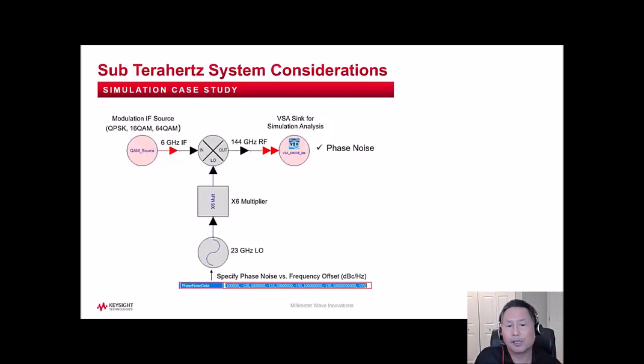Here the LO phase noise is specified in terms of dBc per hertz at different frequency offsets, so the phase noise is modeled with frequency offsets greater than 100 kHz. A vector signal analyzer, VSA, sink sits at the upconverter output. This VSA sink will use the PathWave 89600 VSA software to post-process and analyze simulation results. However, the same VSA software works with Keysight signal analyzers, oscilloscopes, and digitizers if you're performing hardware measurements.